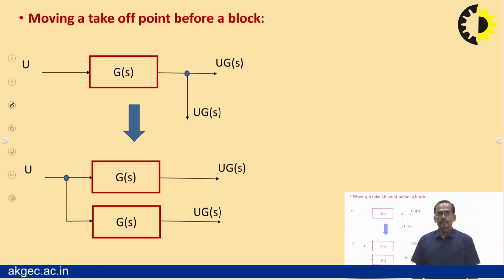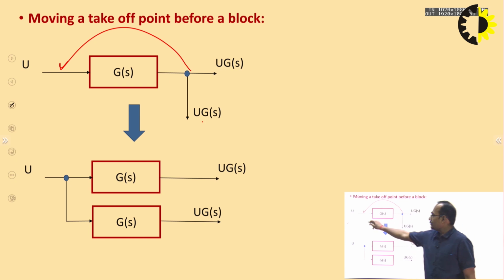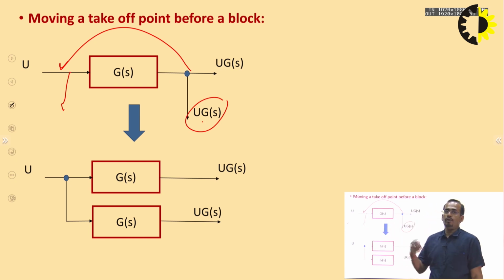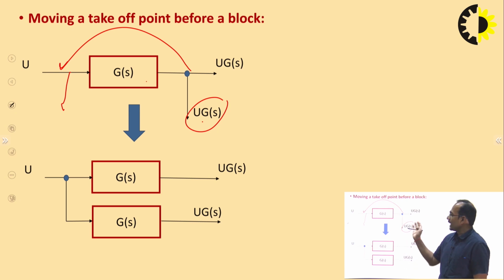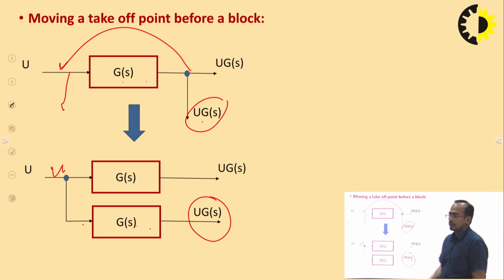Now next is moving a takeoff point before a block. I will again get here u(s), but the desired output is u into G(s). Then what will I do? I will multiply by the gain of the system before which I want to shift the takeoff point. So I am shifting this takeoff point before the block G(s). So what am I going to do? I am going to multiply. The input is u(s), and if I multiply this by G(s), you will get u into G(s).